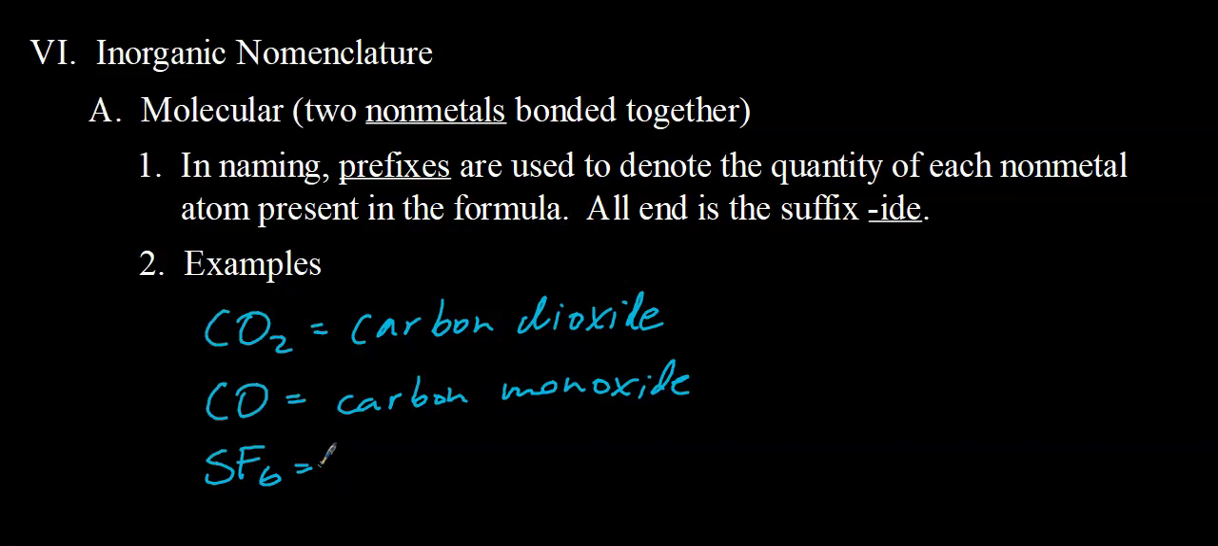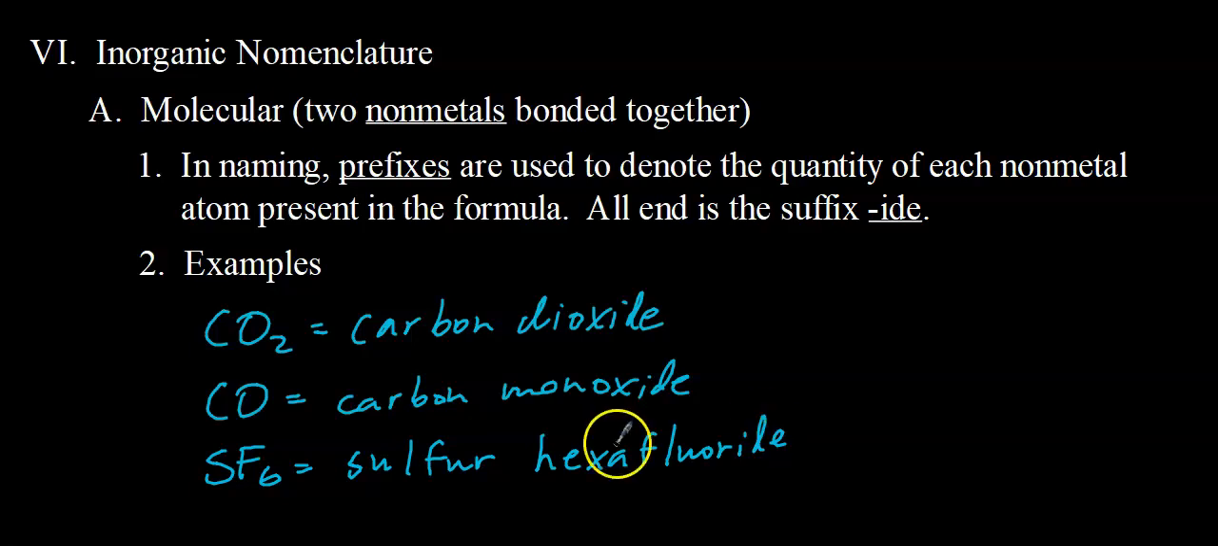So again, we just have one of the first element, so we don't need a prefix, just sulfur, the whole name of the first element. Prefix for 6 is hexa. And we have F, fluorine. Take off the ene from fluorine and add ide, fluoride. So we're going to take off the last syllable or last two syllables of the second element's name and then add the suffix ide. Take a look at some more.